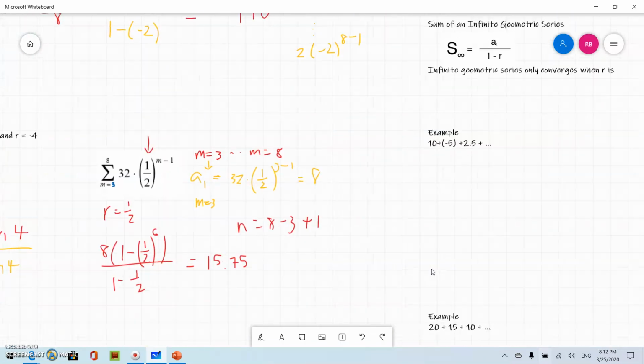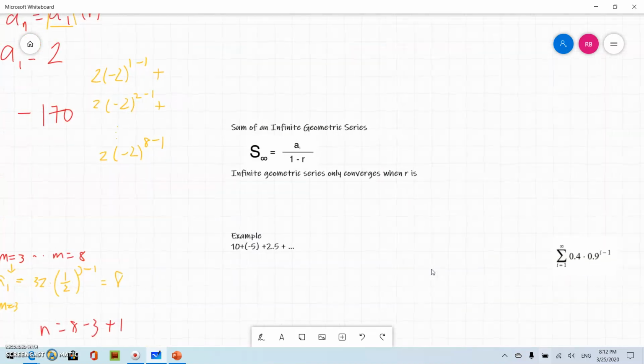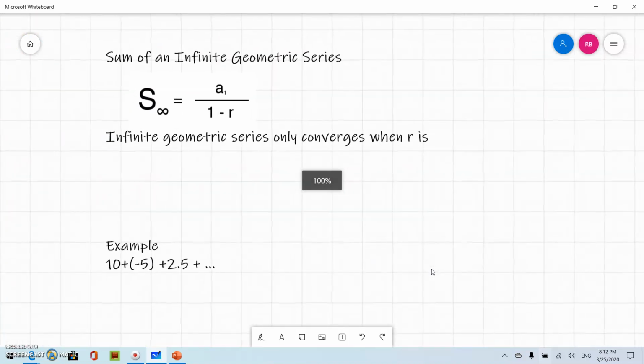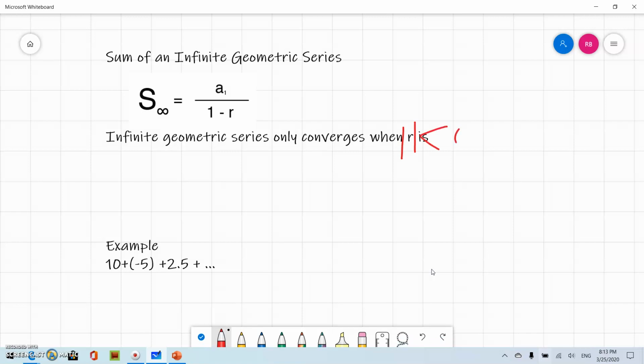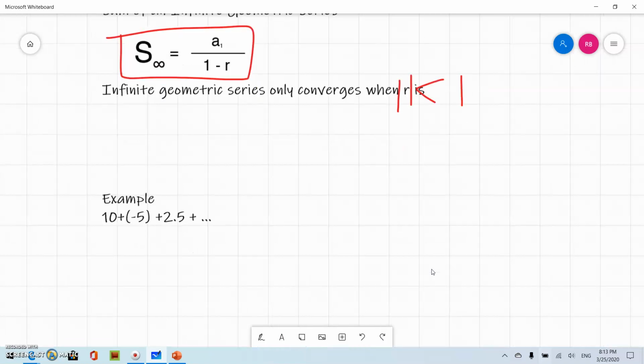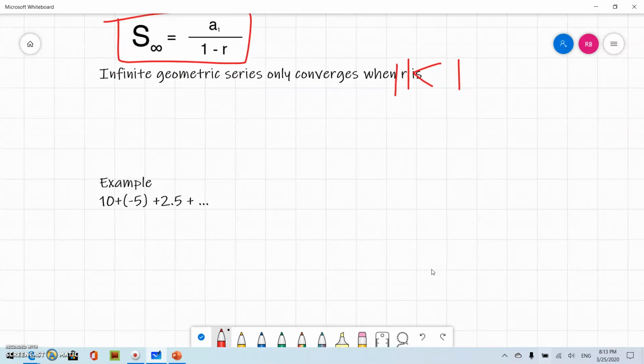What's interesting about the geometric series is that unlike arithmetic, there is a time that the infinite geometric series converges, meaning that there is a limit. And it only works when the absolute value of r is less than 1, okay, meaning that your ratio has to be smaller than 1. And it follows this formula. So let's check out the first example.